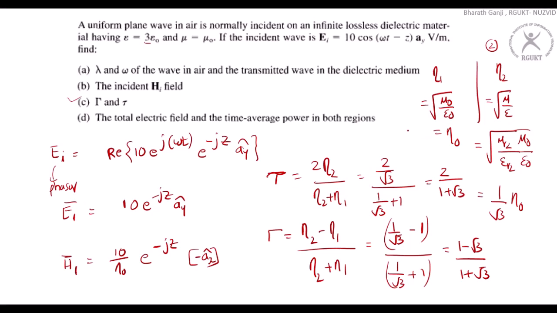The next part of the question is to calculate the total electric field and the time average power in both regions. This is interesting. Previously we solved a question where the wave was hitting a perfect electric conductor and we saw that the average power went to 0. So let us do this.